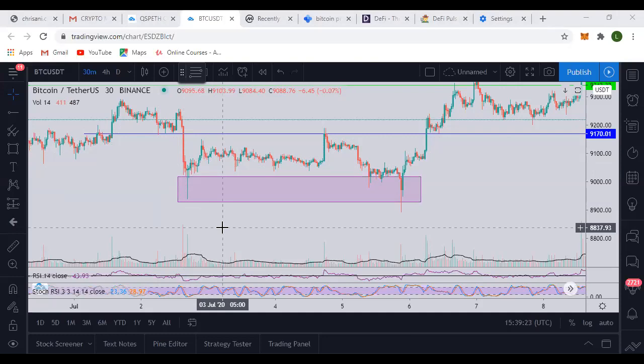I don't know the exact figure, but I could say there's an 80 to 90% chance that a former support will become a resistance, or that a former resistance will become a support. This particular chart I'm looking at now is a very, very perfect view.